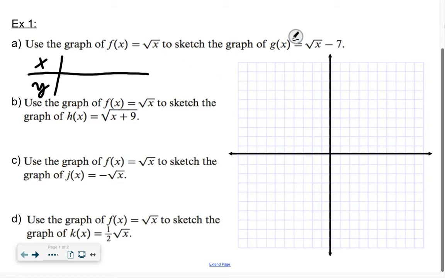So for transformations, we're going to start with our parent function, f of x is equal to the square root of x. And again, the only way that we can graph these is by doing our xy tables. So let's go ahead and choose some x's that we want to use. What would be some good x values? 0. What else? 2. Yeah, we can do 2.